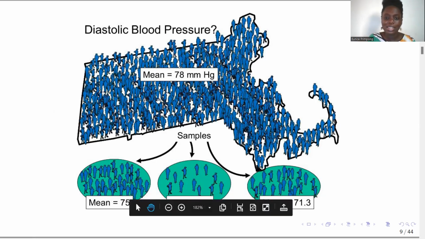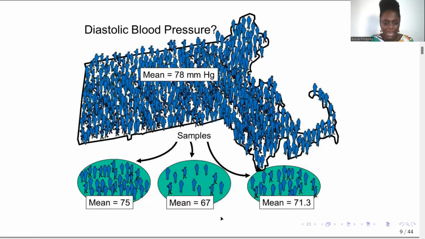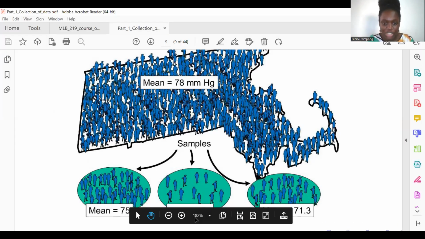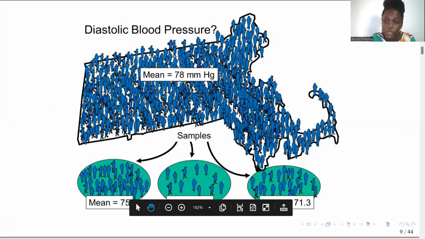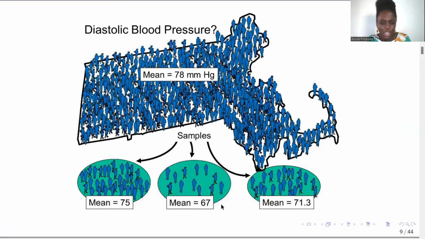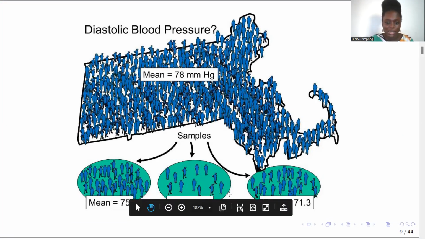But you realize that the mean of the entire population is 78, and for the 3 samples, the smaller the sample, the farther away the mean is from the true population mean, which is 78. So as you can see, for the biggest sample, the mean is 75, which is very close to 78. And for the smallest sample, the mean is 67, which is quite farther away from 78.